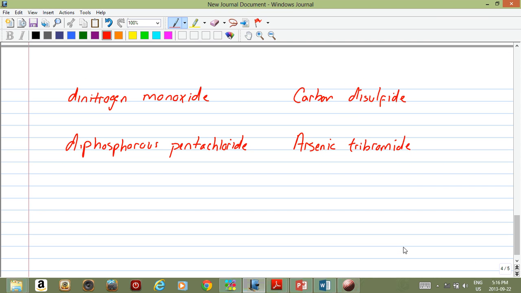Now, we can go backwards. So if you have the name of the compound, you can actually derive the formula. So for instance, if I have this, which is dinitrogen monoxide, then I know I need 2 nitrogen and 1 oxygen. This is carbon disulfide. So this is, again, there's nothing in front, so I'm assuming this is 1. And there's 2 sulfur. And this is diphosphorus pentachloride, so it's 2 phosphorus and 5 chlorine. And again, nothing here, so this is 1 arsenic atom and 3 bromine atoms.